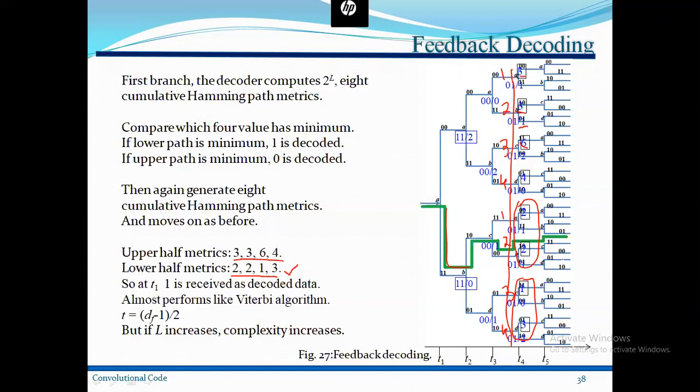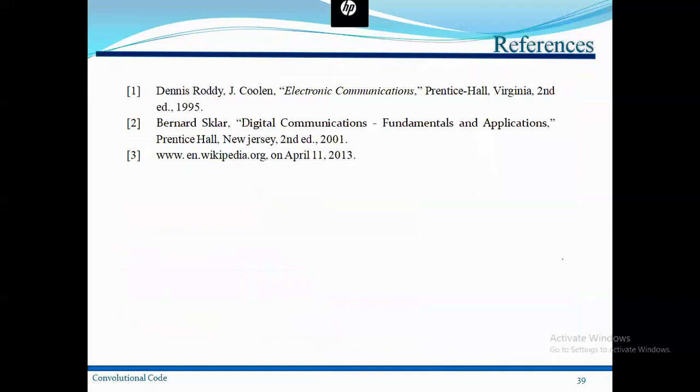This is the feedback decoding and all about convolution decoding. For detail, you may consult the references. With these references, you can further study convolution decoding, and I will upload the assignment related to the convolution coding problems.